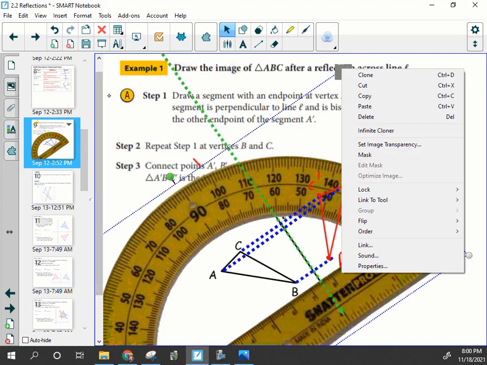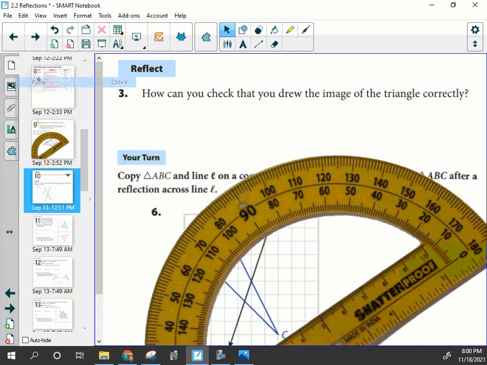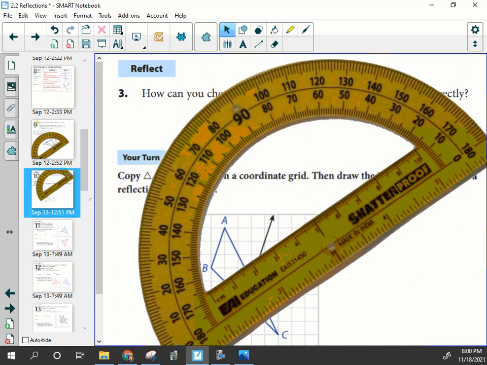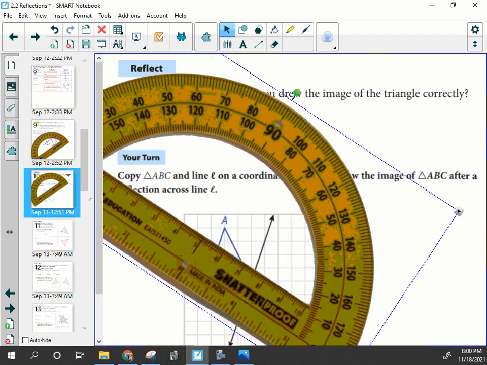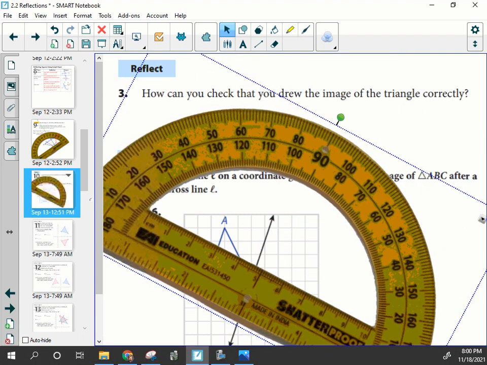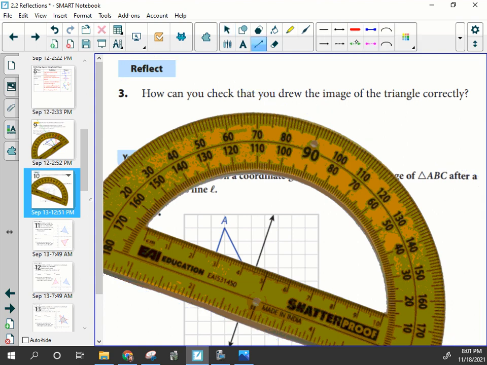I'm going to copy my protractor. So I have it here. I'm going to take my protractor and rotate it. So then my protractor, the line is 90 degrees. So I do need to take my line, extend it out so I can verify that. So I'm extending that line out.